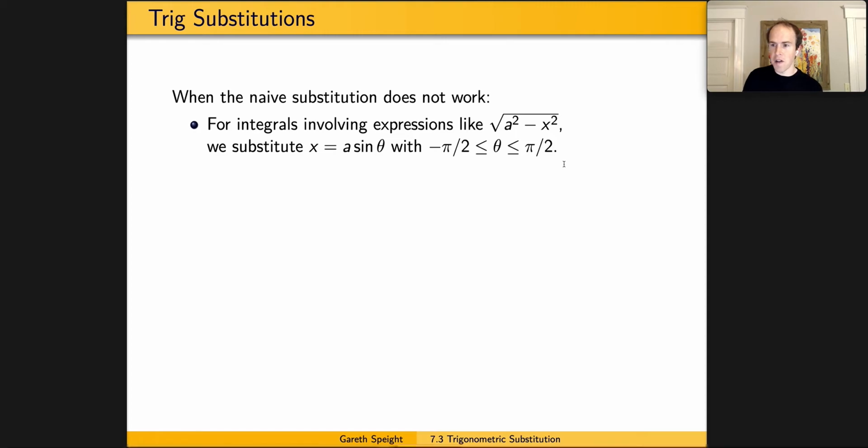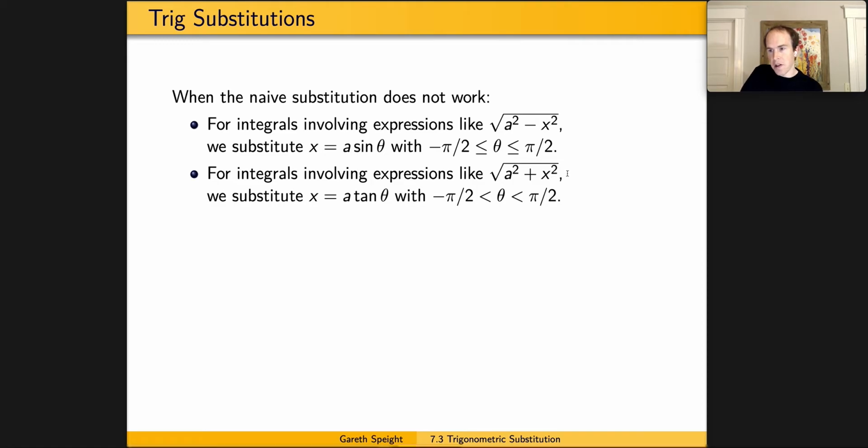If you're doing the square root of cosine squared, then you want to know that cosine is positive in order for the square root of cosine squared to be equal to plus cosine. Okay, but this is a little bit of a pedantic point. So the key takeaway is if we have the square root of a squared minus x squared, we're going to use x equals a sine theta.